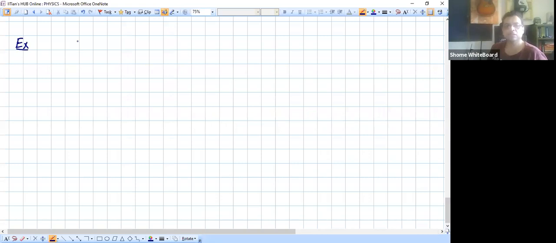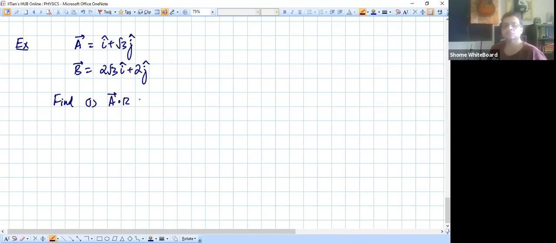So suppose a vector A is given by the formula I cap plus root 3 j cap. Another vector B is given by the formula 2 root 3 I cap plus 2 j cap. Now we want to find, first of all, A dot B. Then secondly, we want to find the angle theta between vectors A and B.